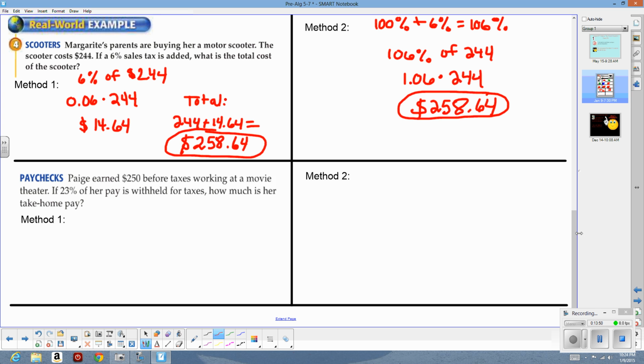Next example, Paige earned $250 before taxes working at a movie theater. If 23% of her pay is withheld for taxes, that means it's taken out, how much is her take-home pay? So this time we're going to figure out what 23% of 250 is.